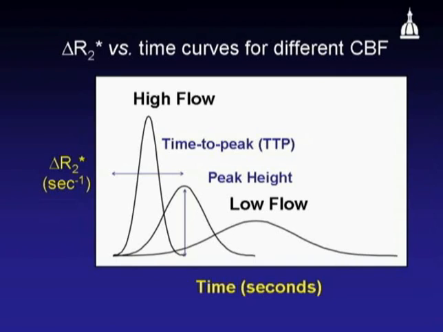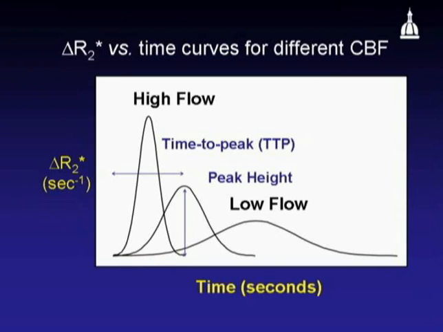All three of these curves have the same area, so they all have the same blood volume. So this is high flow, and you can see that the time to peak is shorter than normal flow, and when you have a low flow situation, the time to peak is increased. So time to peak is a parameter which is inversely related to blood flow.